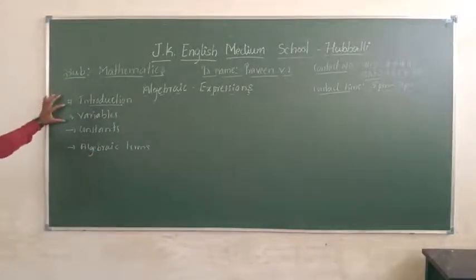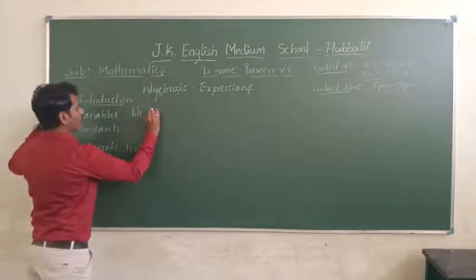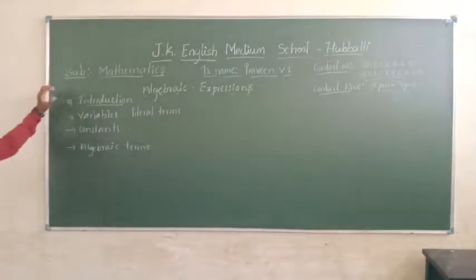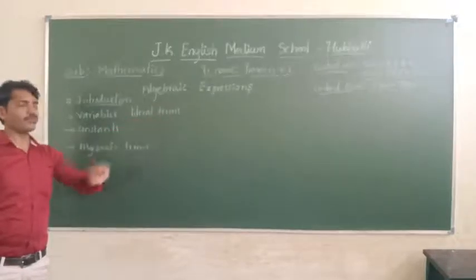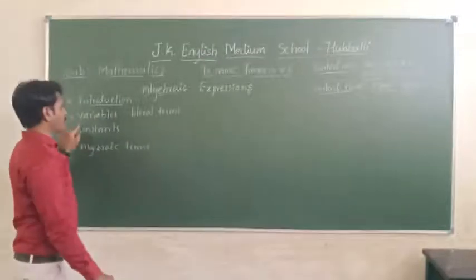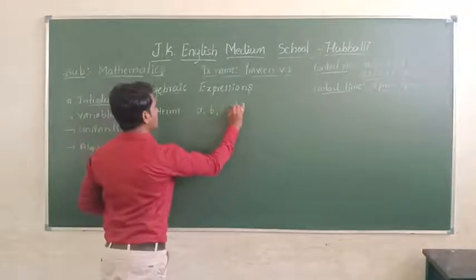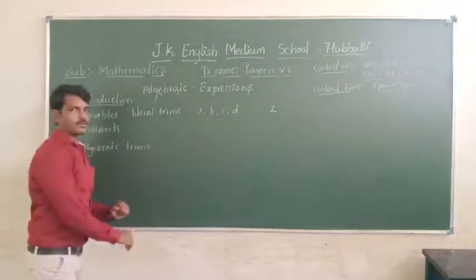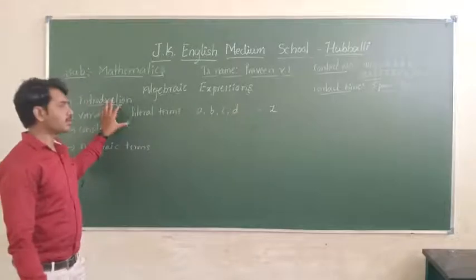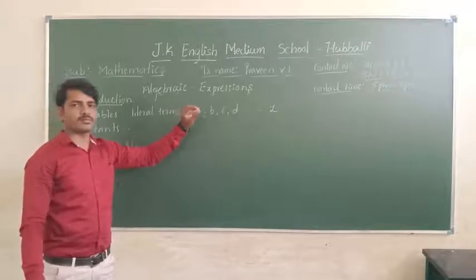First one, variable. As you know, variable is nothing but literal terms. Literal terms are nothing but the terms which do not have a fixed value. A term which does not have a fixed value is called a variable, otherwise literal terms. For example, a, b, c, d, z. From a to z, we can call them variables. These values do not have a fixed value.